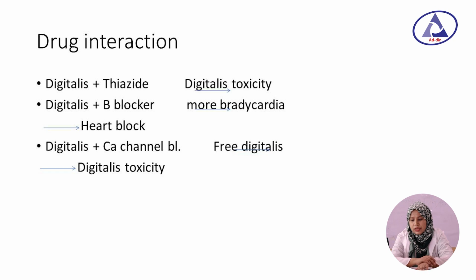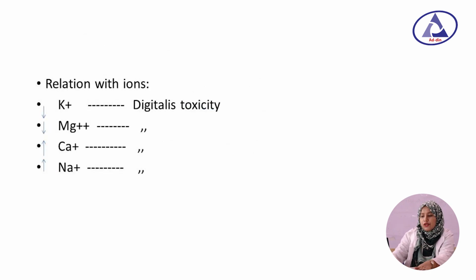Now, what are the drug interactions? As it causes serum electrolyte imbalance, there may be drug interactions. Which type of drugs? Like thiazide, beta blocker, calcium channel blocker. When we give thiazide with digitalis, it causes digitalis toxicity. When we give beta blocker, it causes more bradycardia or heart block, and when we give calcium channel blocker, it causes digitalis toxicity also. In case of ions, decreased potassium and magnesium cause digitalis toxicity, and increased calcium and sodium cause digitalis toxicity. So, we have to regularly investigate the serum electrolytes to detect digitalis toxicity.